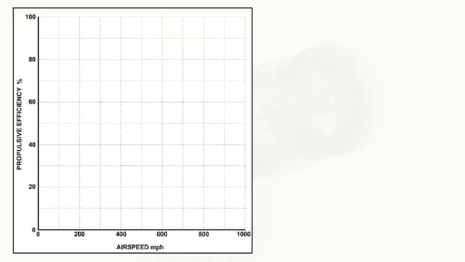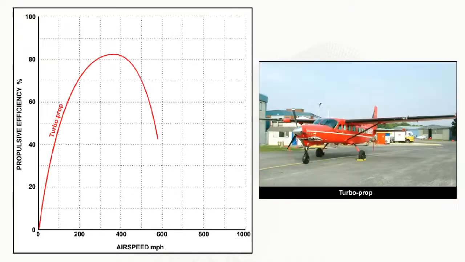In this graph, the levels of propulsive efficiency for several different types of gas turbine engine will be shown. The highest propulsive efficiency at low airspeeds is offered by the turbo-propeller combination. However, above about 350 miles per hour, the propeller's efficiency drops off quite rapidly due to the disturbance of the airflow at the tips of the blades.